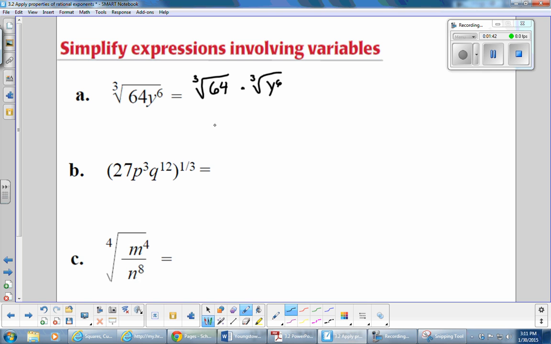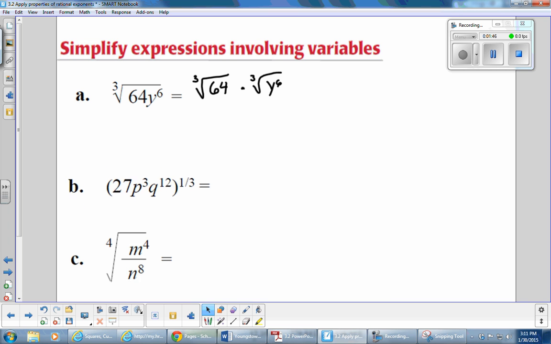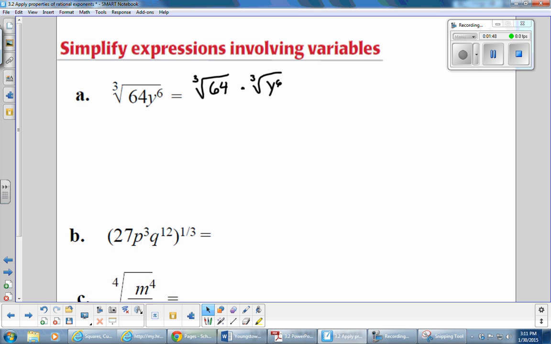The reason I did that, let me give myself a little more room and I'll show you why. But it does make sense to do this. So we got those two broken up, and now we're going to look at what the cube root of 64 is, right? What's the cube root of 64? What times what times what is 64? If you're not sure, use your calculator, that's fine. And it's going to be 4.